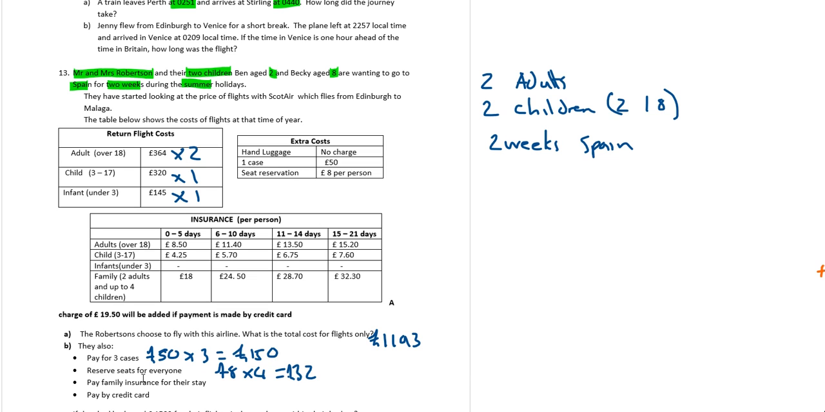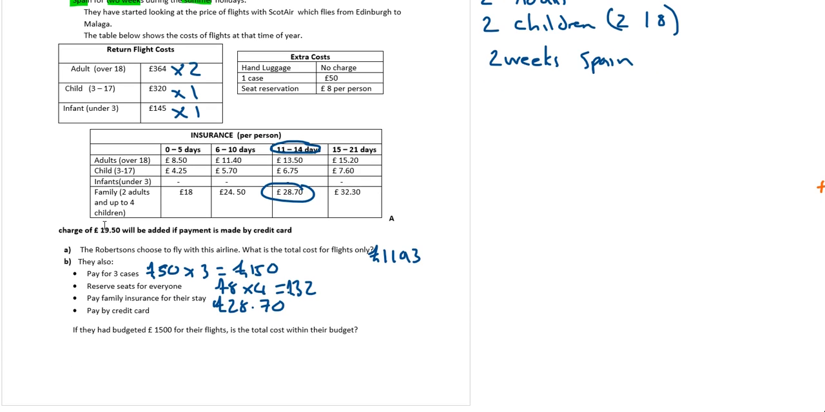Okay. Pay family insurance for their stay. So this is where it starts to get a bit bigger. Family insurance. So we've got 14 days for 2 weeks. That's this one. I've got 2 adults. I have got an infant, so no infant, and then I've got a child. I think this wants us to use the family package of 2 adults and 4 children. So it wants us to select this number here, because if I did 2 times 1350 plus the 675, that would be higher than that. So the family insurance is going to be 28.70. And if they pay by credit card, here's a charge of 19.50.